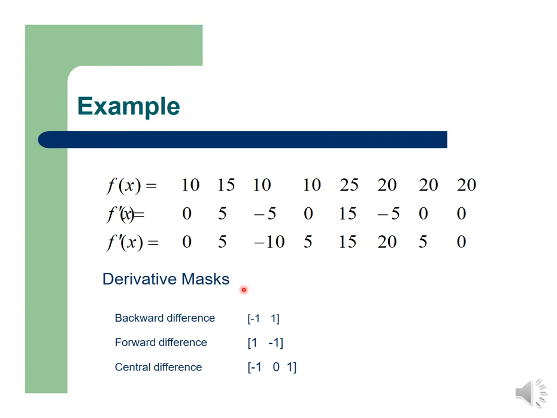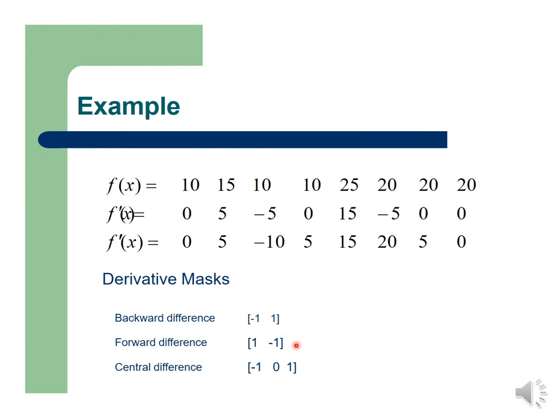Again, we have derivative masks. Mask is a very important term which you are going to learn in this digital image processing book. For backward difference, we have the mask minus 1, 1. For example, you put minus 1 here and 1 here, so you multiply 15 by minus 1, which is minus 15, and 10 into 1 is 10, so you add it up, 10 minus 15, and you are getting minus 5. The resultant is here. Again, if you put minus 1 here and 1 here, you multiply and then add it up, and you are getting 0. So this was for the backward difference.